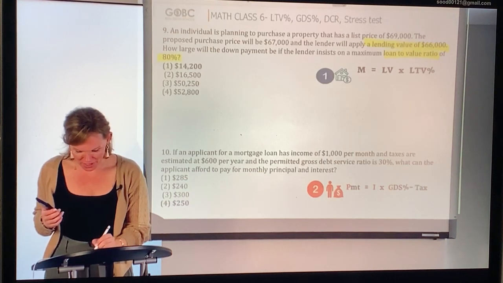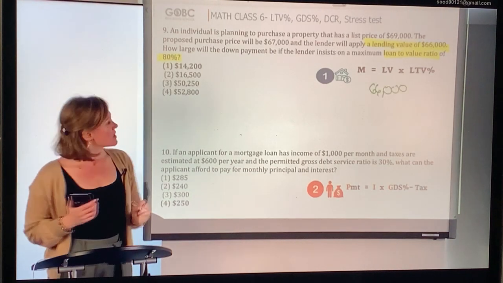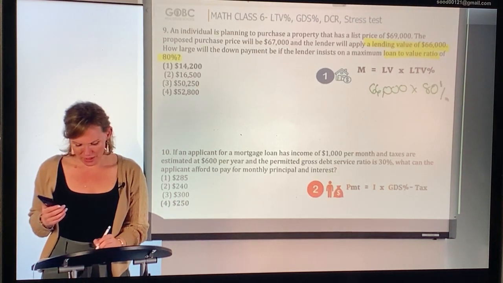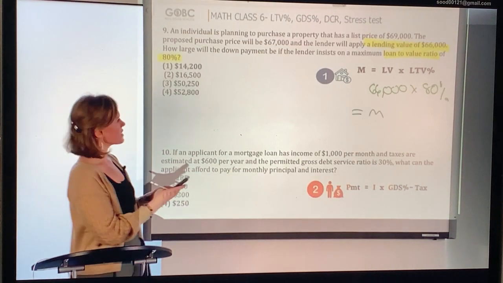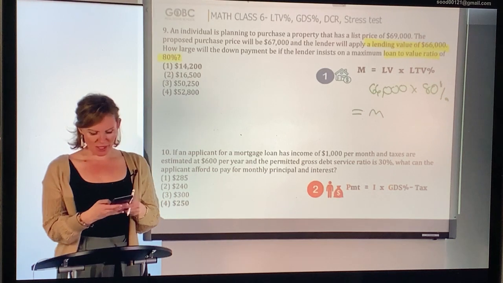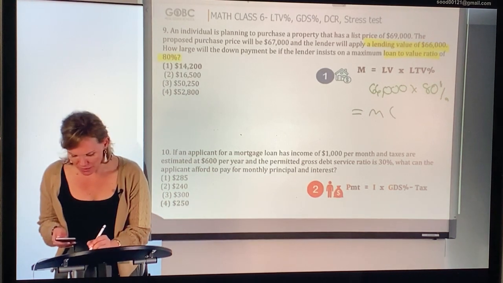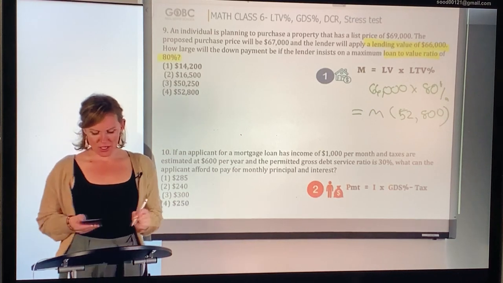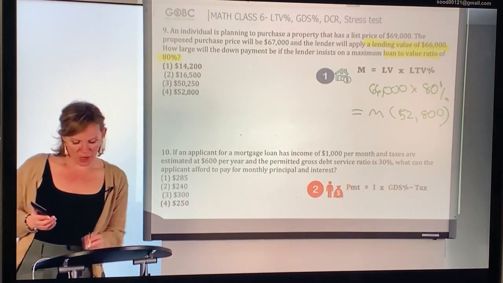Lending value is 66,000. Times it by the loan to value ratio of 80%, and that will give us the mortgage. So let's find the mortgage right now. Take 66,000 times 80%, press equals. The mortgage will come up to 52,800. So that's the mortgage. So far it makes sense. What we just found is the mortgage amount.